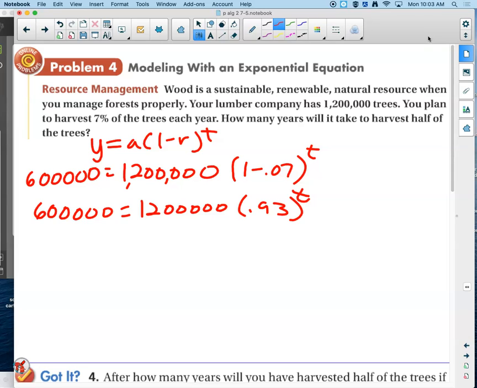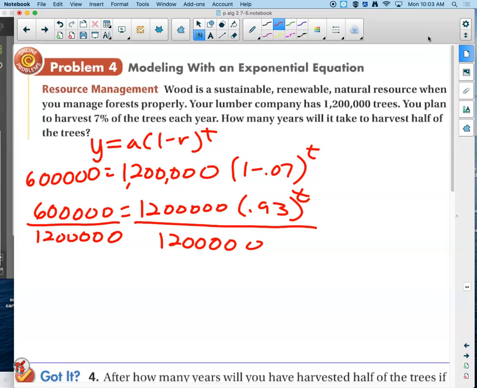And now, instead of what we did in 7.1 and 7.2, which was, hey, let's make one side y sub 1 and the other one y sub 2, we're going to solve this with logarithms now. So we'd look at it and say, I need this to be by itself. The base has to be exposed. So I'm going to have to divide both sides by 1,200,000. Well, I already know what 600,000 over 1,200,000 is because I had to find that before, half of it. So this should be a half.